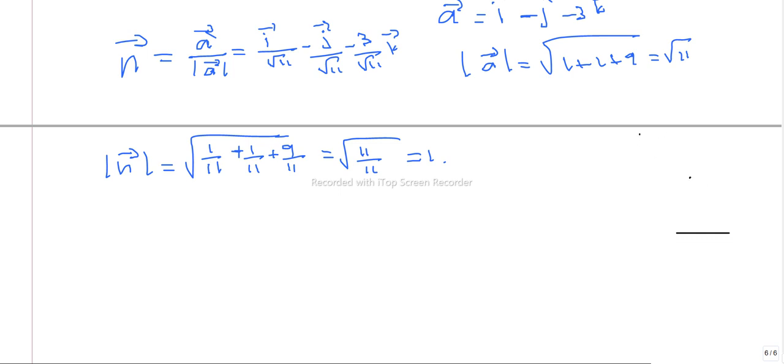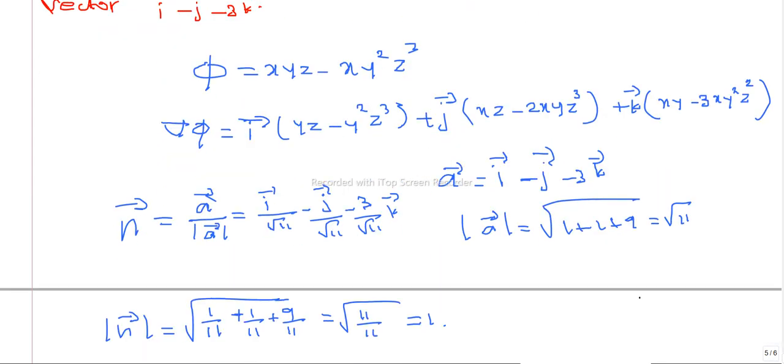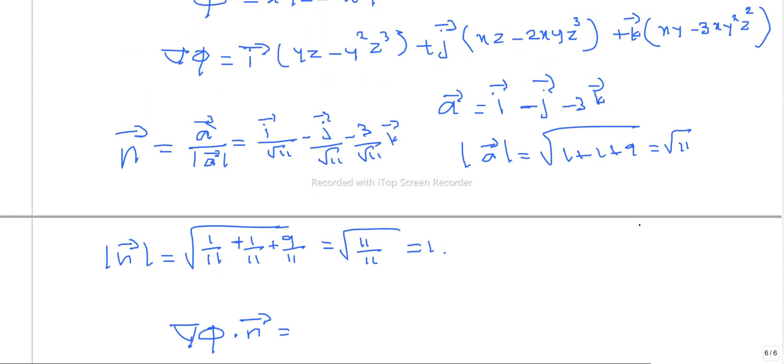So now, what is the n vector? This is the n vector. Now find the directional derivative along this. The directional derivative is del pi dot n vector. After that you have to substitute the point (1, 2, -1). So you take the dot product. So what is this? Look at here.